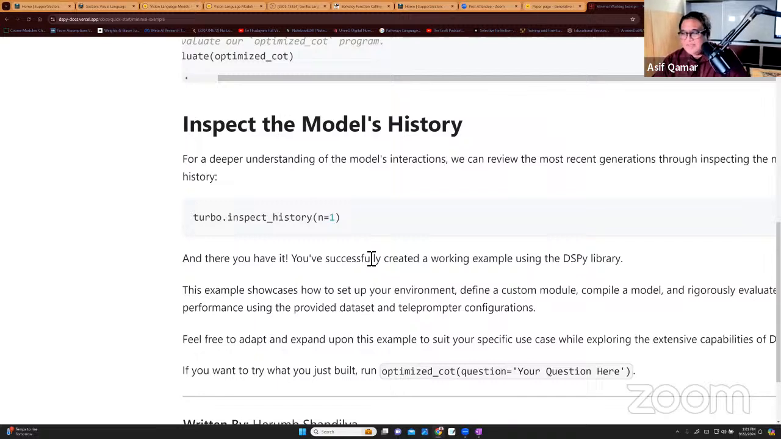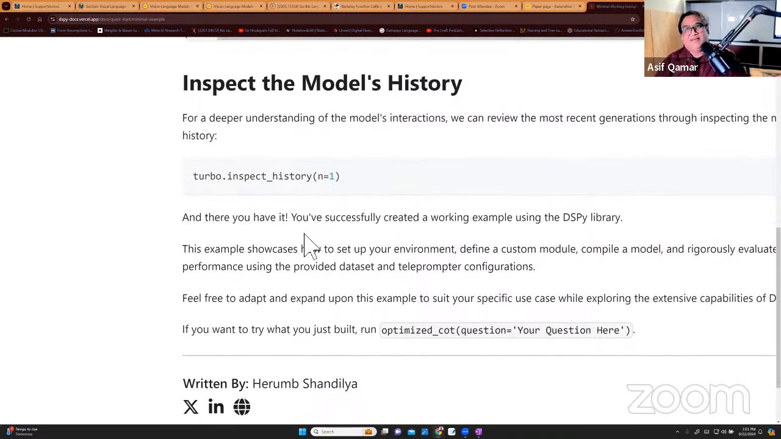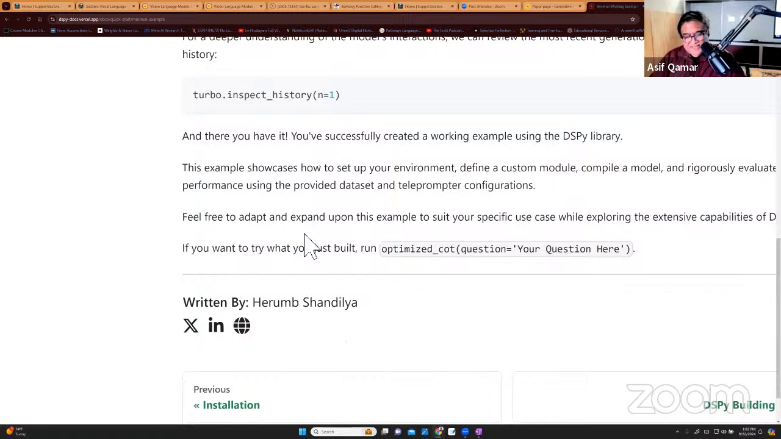So what you can do is, if you want to just see the most recent final prompt that it discovered, you can just say inspect history, give you the last item, right? On the other hand, what I would suggest is, look up the whole history and see how it is optimizing. It is really worth seeing its previous prompts.